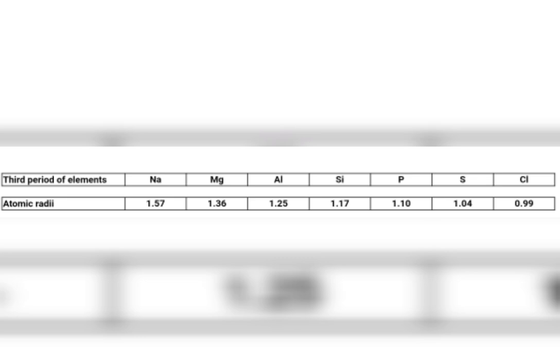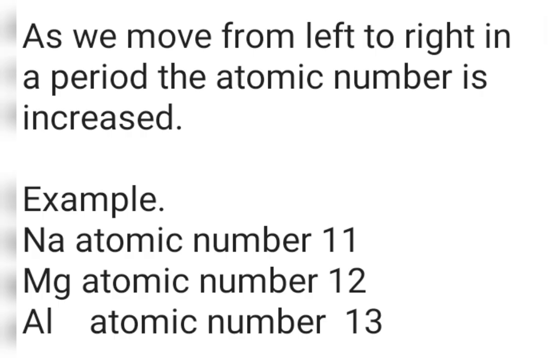In the period from left to right, the sodium atomic radius is 1.57, chlorine atomic radius is 0.99. From left to right, the size of the atoms decreases in a period. How is the atomic size of the atom decreased?